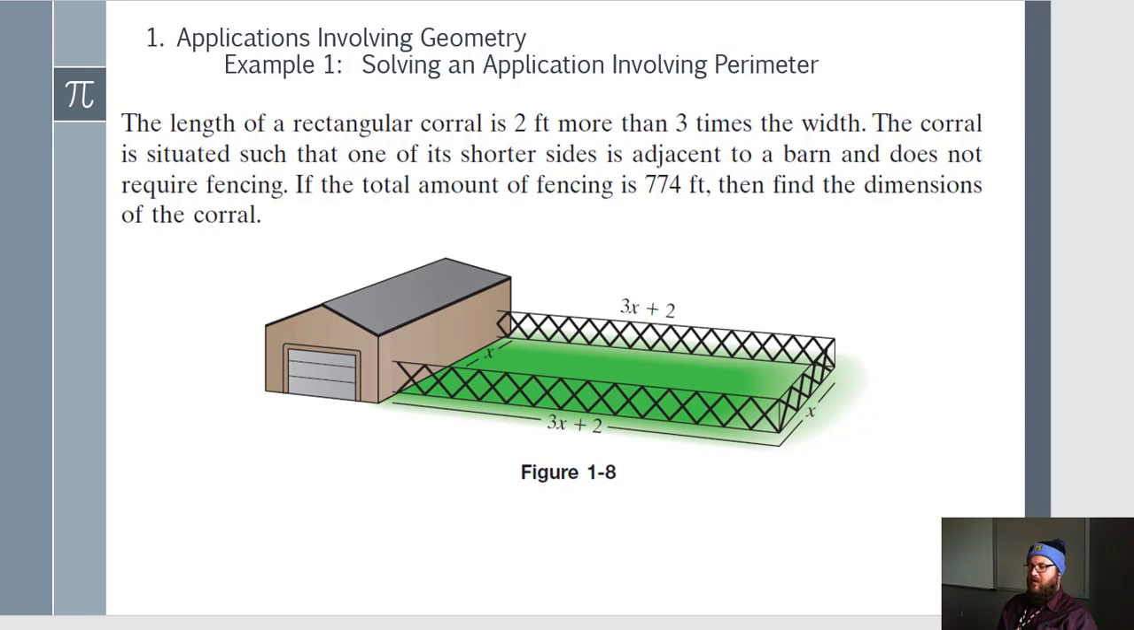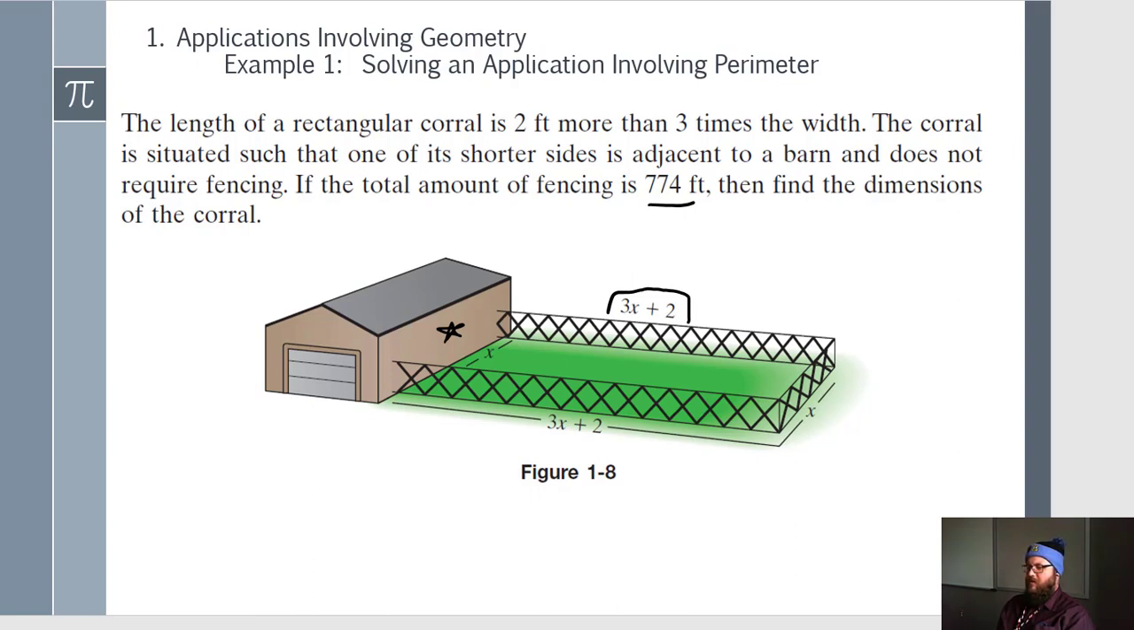So if you were to look at this, we have the length of a rectangular corral is 2 feet more than 3 times the width. So we have that equation there already. The corral is situated such that one of its shorter sides is adjacent to a barn and does not require fencing. So over here, right here in this area, it doesn't require fencing, okay. And the total amount of fencing is 774 feet. Then find the dimensions of the corral.